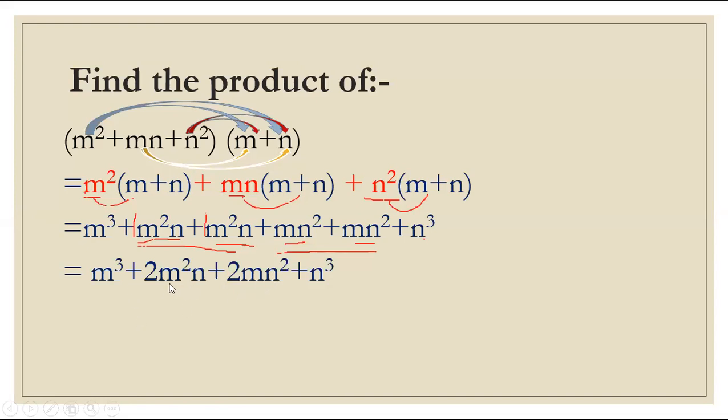Please remember, we cannot add these two terms. So why we cannot add 2m square n and 2mn square? Why we cannot add these two terms together? Can you please tell me in the chat box? Yes, Zohaib. Why we cannot add these two terms together? Yes, Ramesh. Yes, Zohaib. Please tell me the answer.